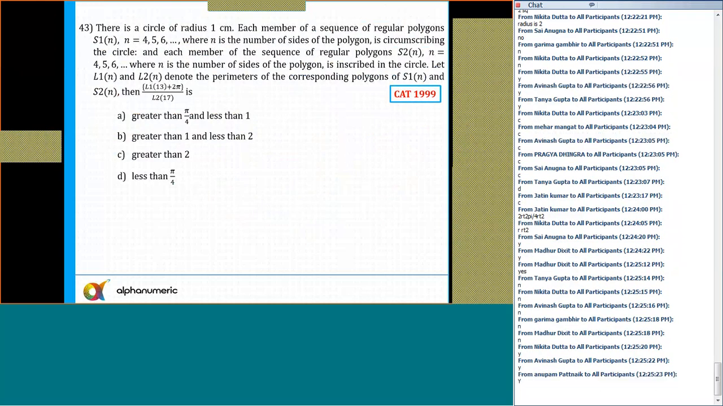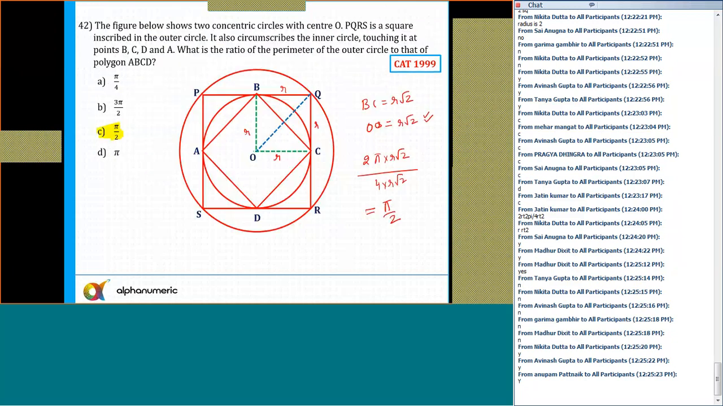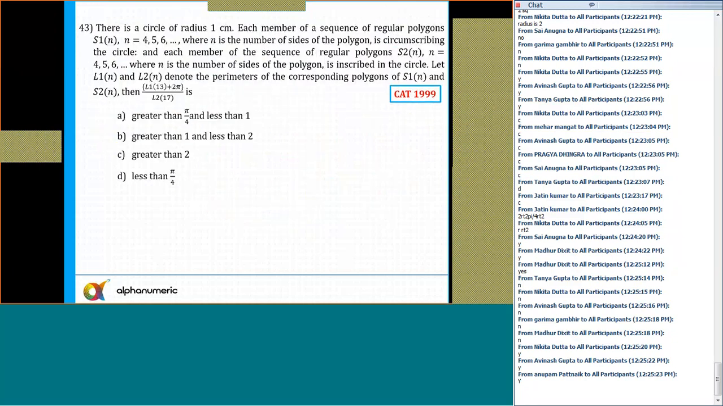It's a very, very interesting question, rather. Now, what is the answer for this? Anyone who can tell me the answer for this question number 43? Okay. Now, just here. It says there is a circle of radius 1 centimeter.